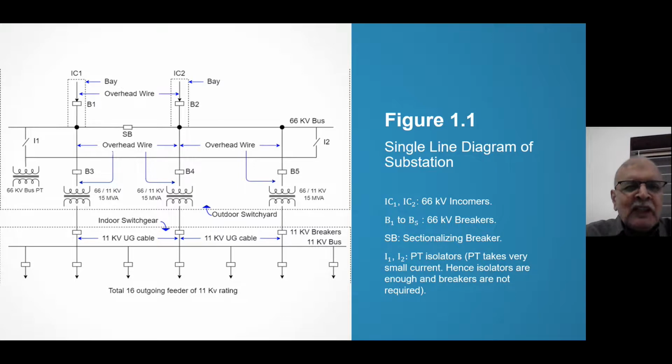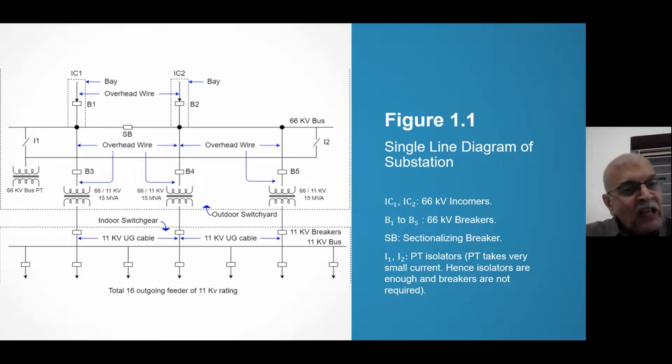I'm not showing all equipment. But what I am doing: B1 and B2, two breakers, two incomers, IC1 and IC2. And then only 6 or 7 outgoing feeders are shown, but all the outgoing feeders as we have listed will be going from the 11 kV bus. This is a single line diagram, try to understand.